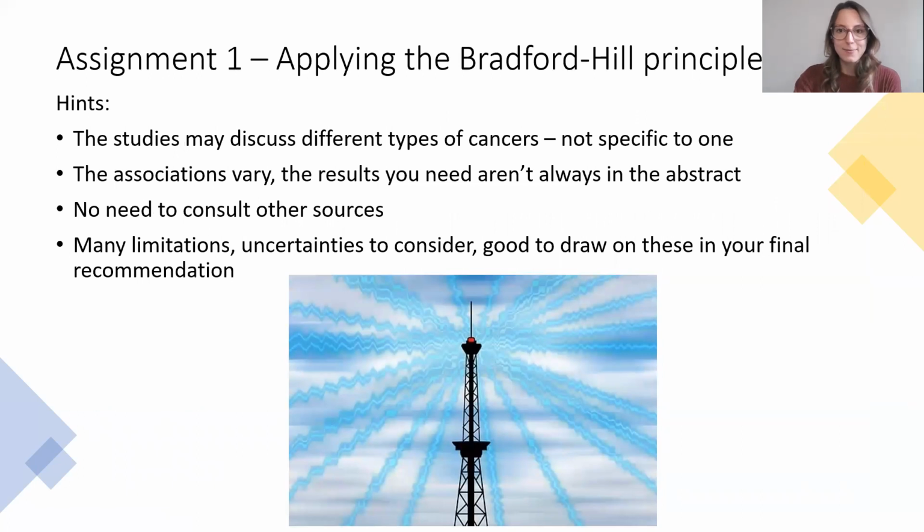I'll end really quickly by saying there are a few hints about how to apply these Bradford-Hill criteria for this particular assignment. You'll notice that the studies might discuss different types of cancers. They're not always specific to one, and that's okay. It might be something worth highlighting, that the associations might be stronger for some cancers, but weaker for others. That's perfectly fine. It's just something you might need to draw attention to. Another hint is that the associations will vary. They're not always going to be strong or weak.